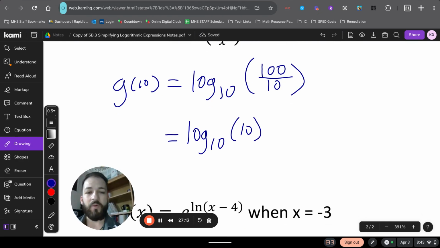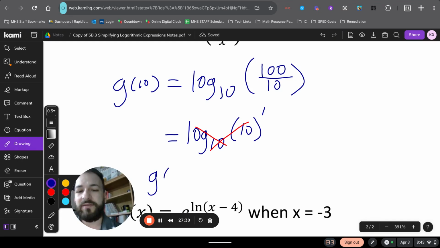Okay, and we already have the same bases, but we don't have an exponent, so I'm going to add in 10 to the first because anything that's just itself is just itself to the first power. So now we can see those bases of 10 and 10 cancel out, and we end up with just g of 10 equals 1.